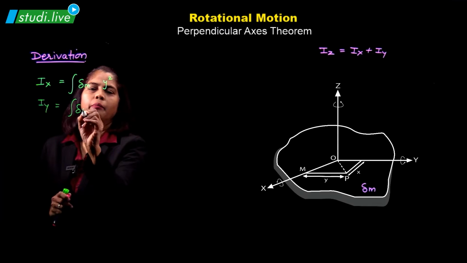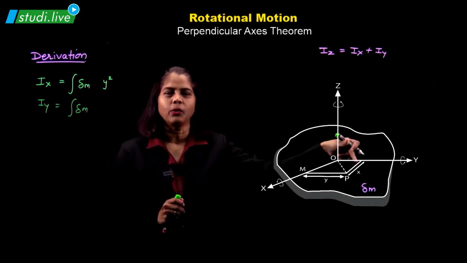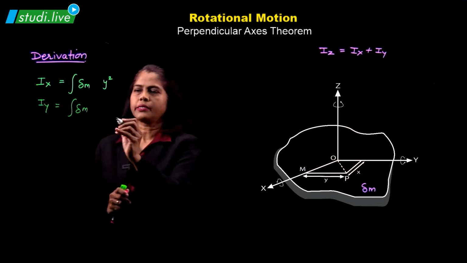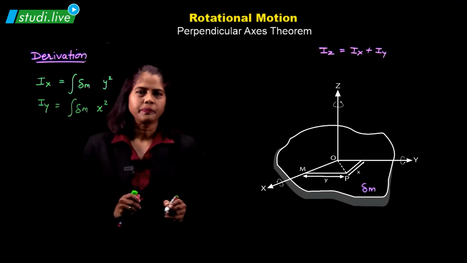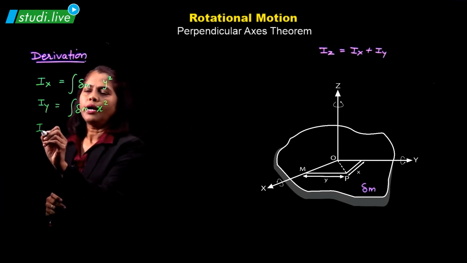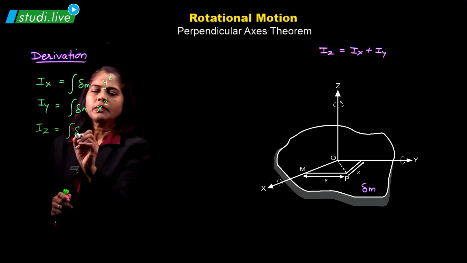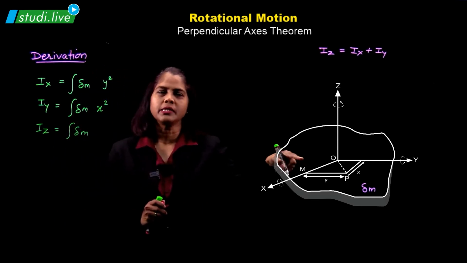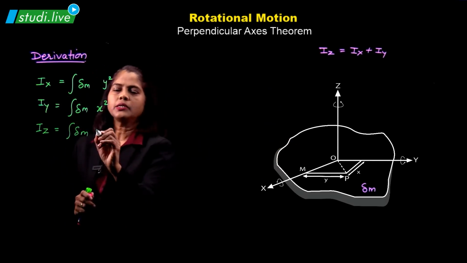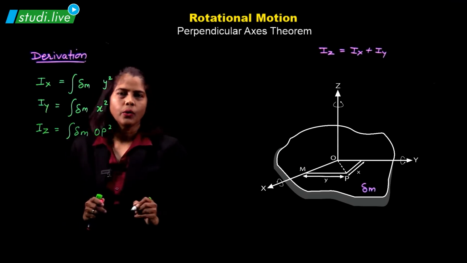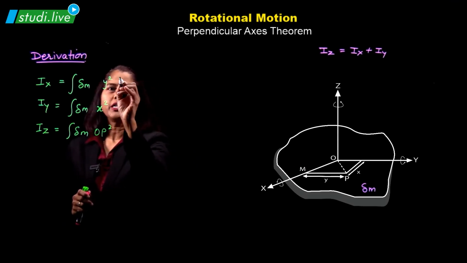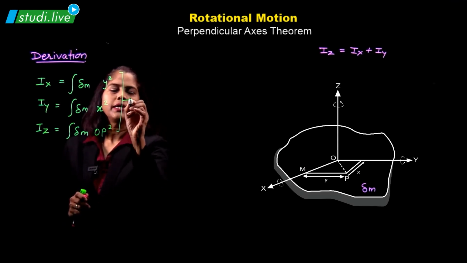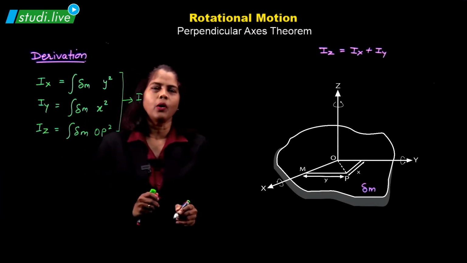Iy will be again the product of mass and perpendicular distance. What is the perpendicular distance? X. So it will be x square. Similarly for Iz, delta m, what is the perpendicular distance for z axis, students? It is OP square. Okay. So this is all the definitions we have written. Let us mark this as equation number 1.